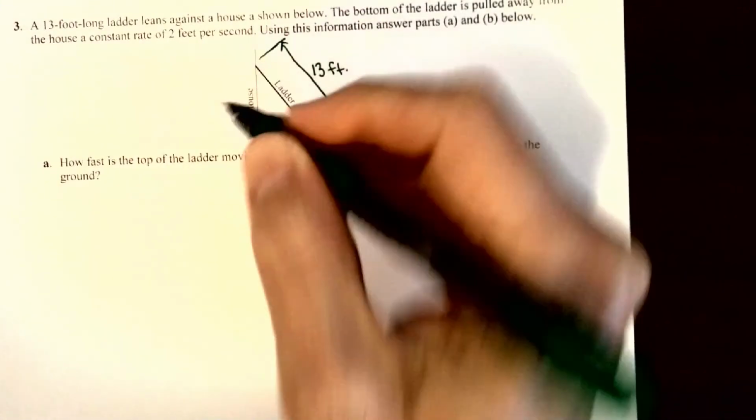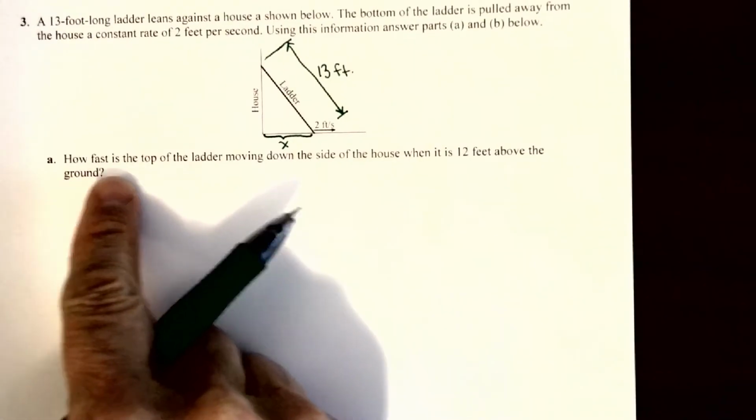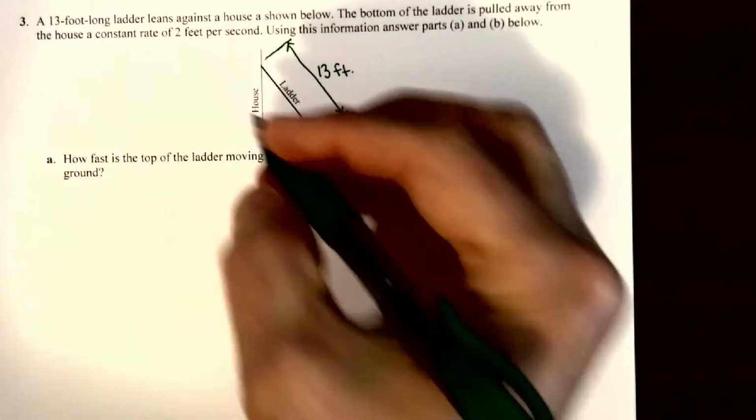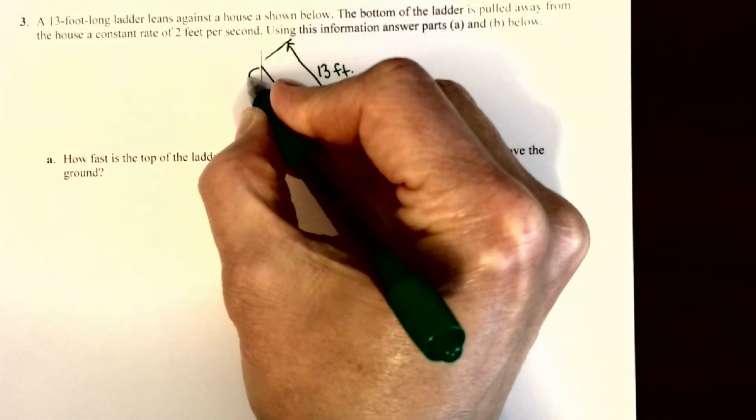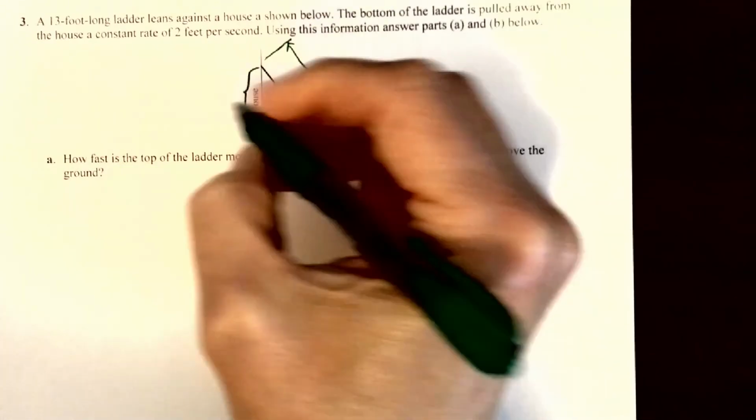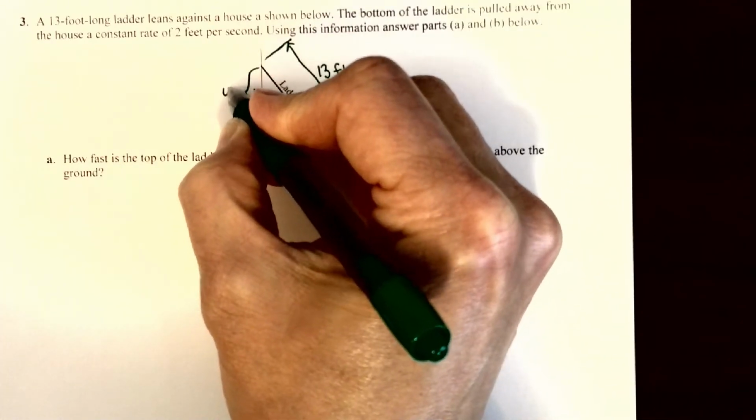The other quantity that's changing is what? The height of the ladder. In fact, notice question A says, how fast is the top of the ladder moving down the side of the house? So for the top of the ladder, we're interested in how high it is above the ground. So that's variable as well. As we said, that's changing. I'm going to call that y.